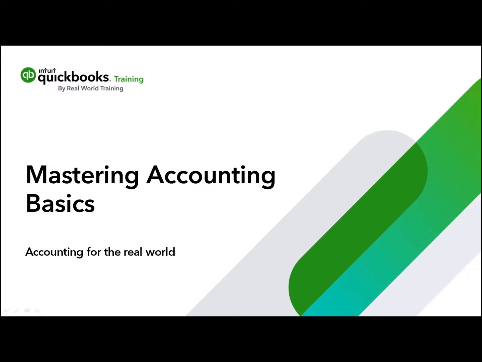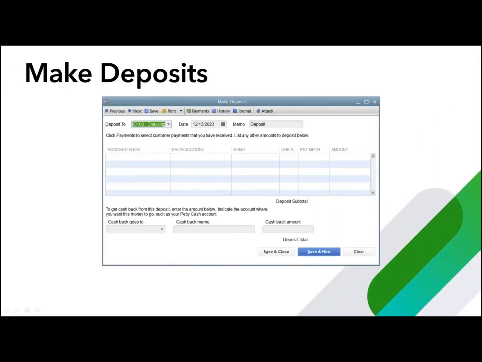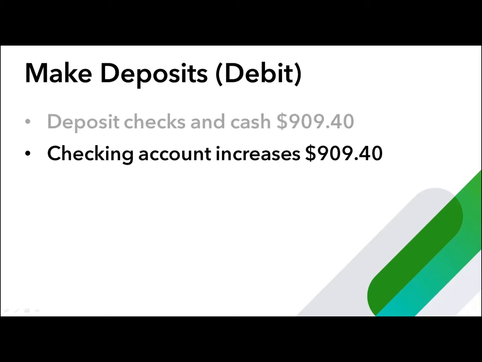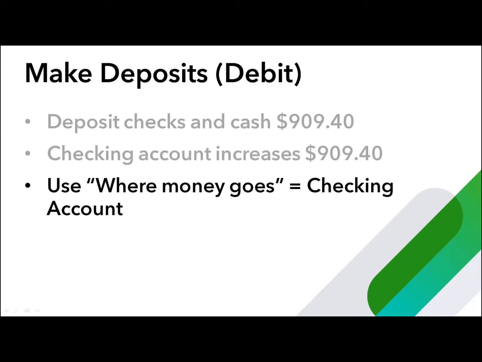It's time to make your daily bank deposit. Let's look at the accounting for a deposit. This is the Make Deposit window at QuickBooks. Let's review the accounting. Begin with the left or debit side. You deposit the check received from Brad's House of Magic, together with other checks and cash received that day. The total deposit is for $909.40. So, your checking account increases by $909.40. The use, or where the money goes, is the checking account.